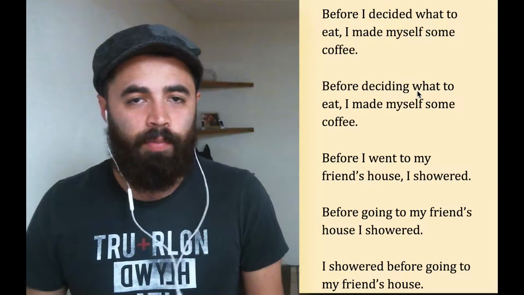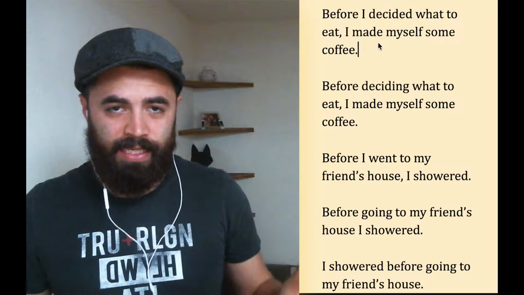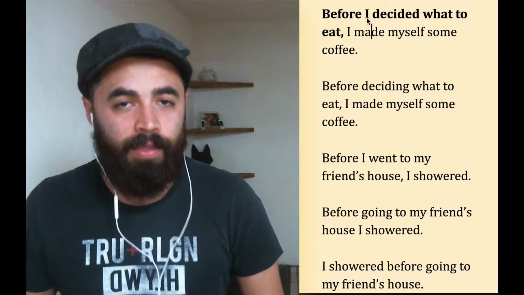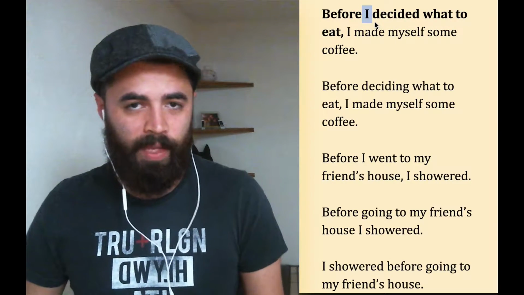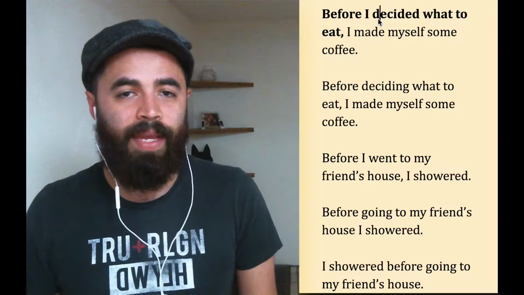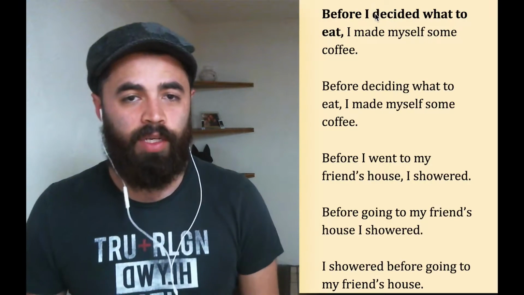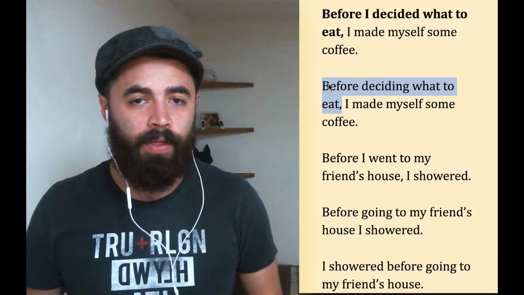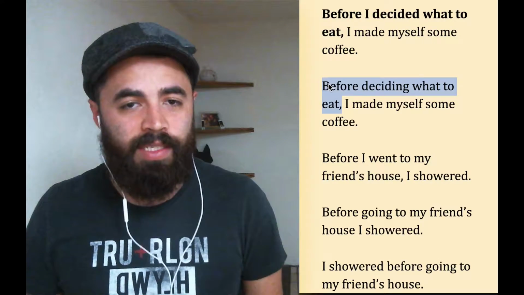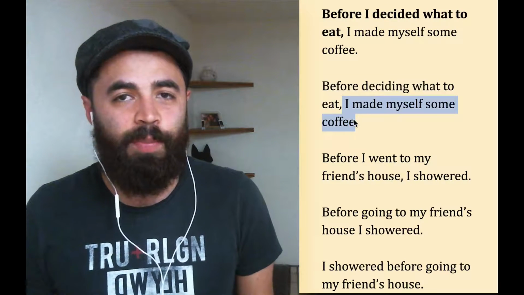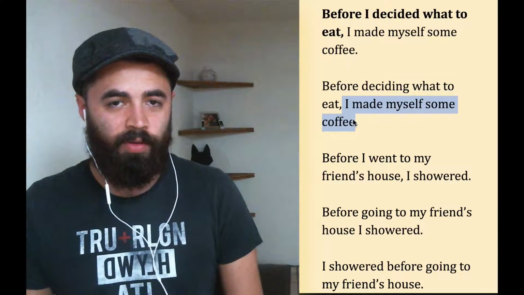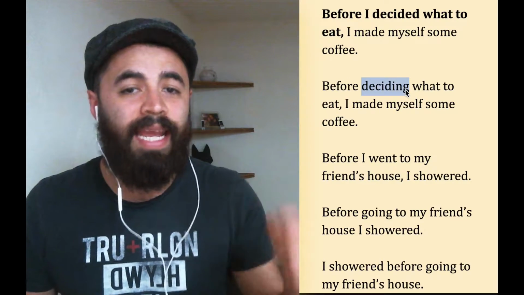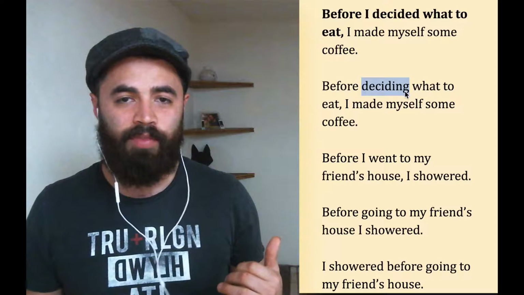First one, before I decided what to eat, I made myself some coffee. Here I have a subject, me, I, right? So I can use the past tense. But if we don't use the subject, like in this second sentence, we're going to use the ing form. Okay, and don't worry. Thanks to this sentence over here, it's still in the past tense. Don't think that by changing it to the continuous, you're changing the tense. So before deciding what to eat, I made myself some coffee.